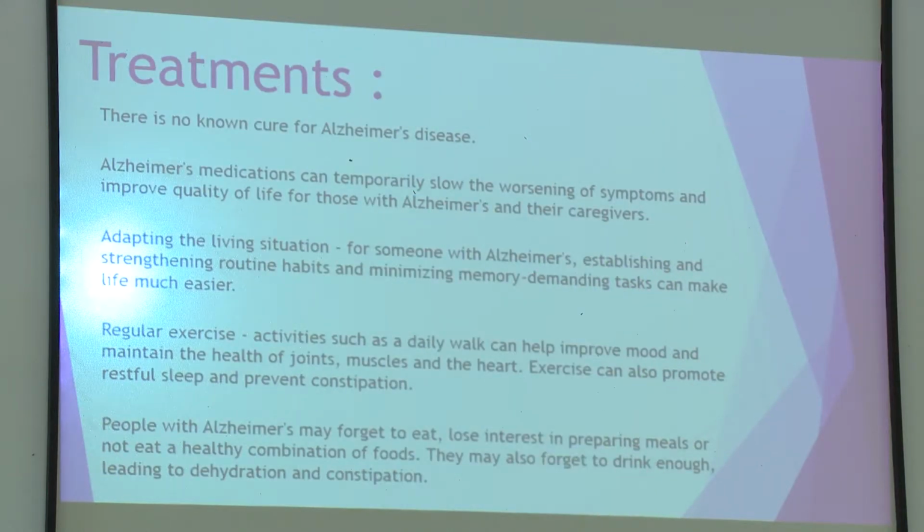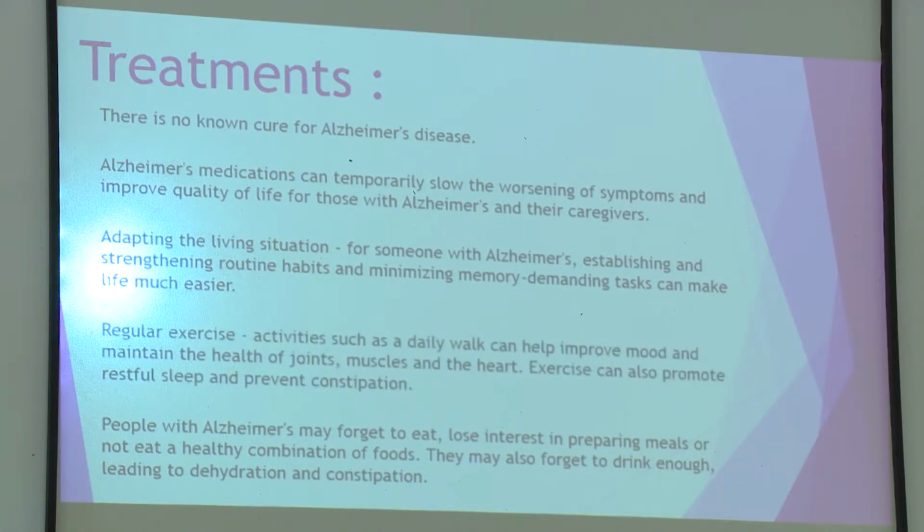For treatments, there is no known cure for Alzheimer's disease. Alzheimer's medications can temporarily slow the worsening of symptoms and improve quality of life for those with Alzheimer's and their caregivers. Adapting to the living situation: for someone with Alzheimer's, establishing and strengthening routine habits and minimizing memory-demanding tasks can make life much easier.